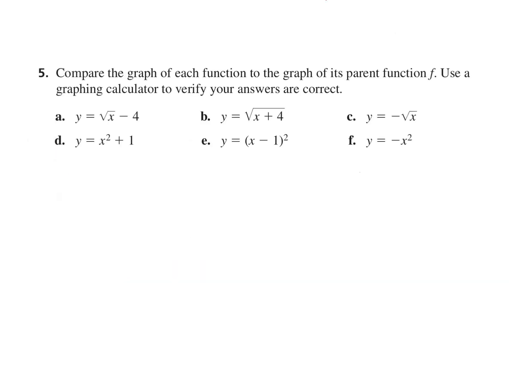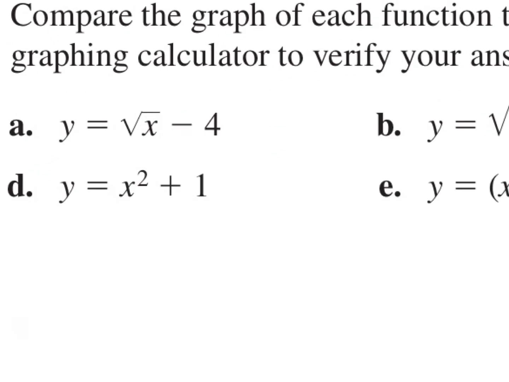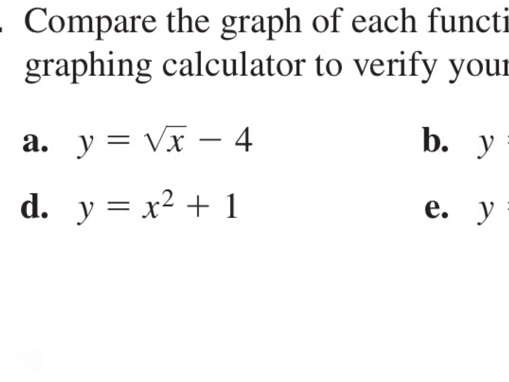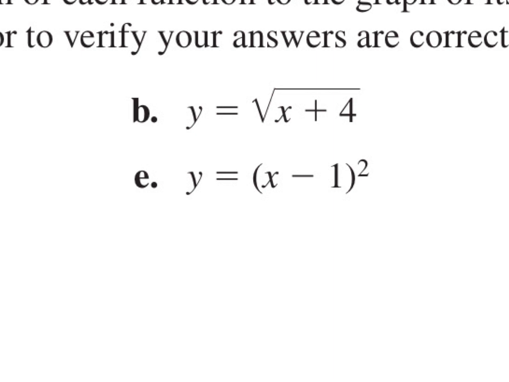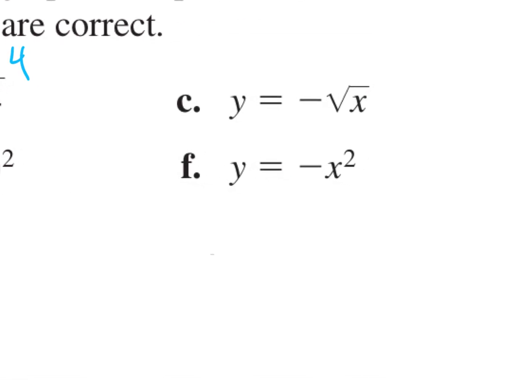So for 5, it's just to help us refresh our memories on what type of transformation does what. So what happens when I subtract 4 on the outside? Down 4. What about when I add 4 on the inside? Left 4, perfect. What about when I multiply by a negative on the outside? Reflection on the x-axis. Awesome.